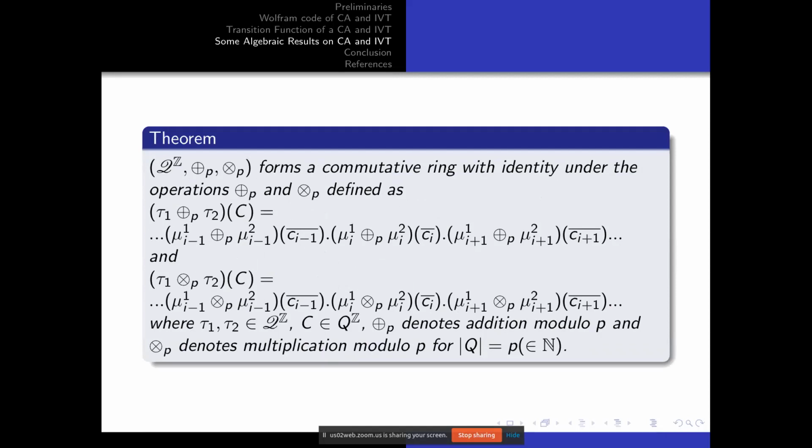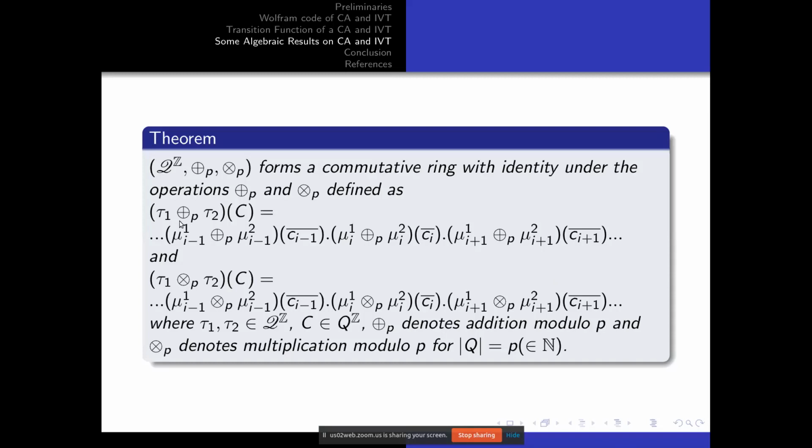Now for cellular automata, previously we considered composition of mappings. Now the function we are considering is modulo addition and modulo multiplication. So what are the results that we get? Then we see that the set of all transition functions forms a commutative ring with identity. Earlier, with composition of mappings, we had got that it forms a group. Now we have proceeded further with modulo addition and modulo multiplication, and it forms a commutative ring with identity.